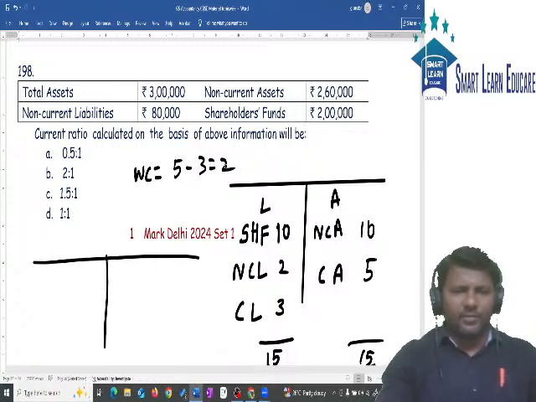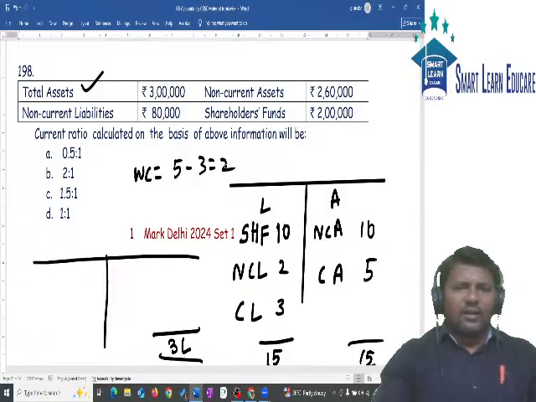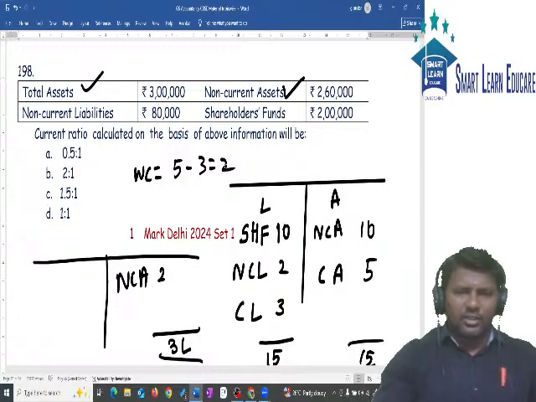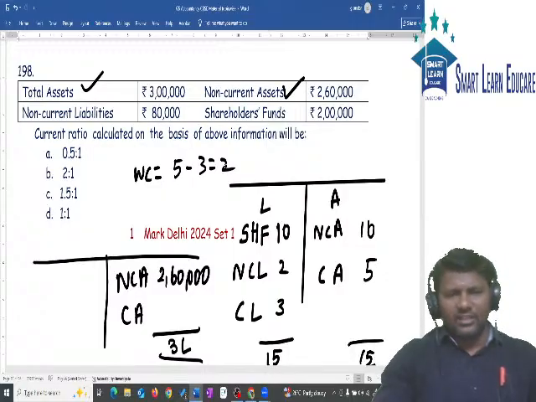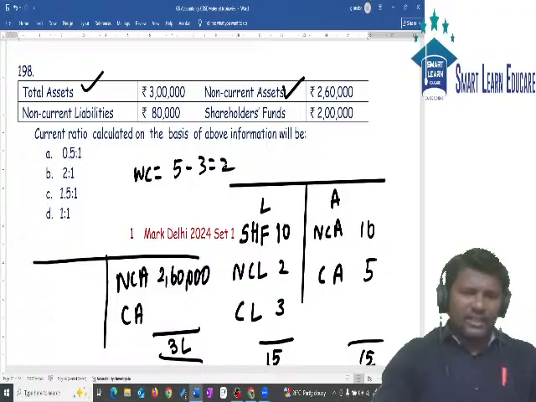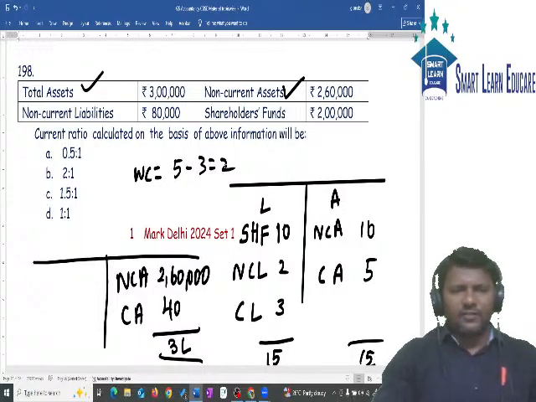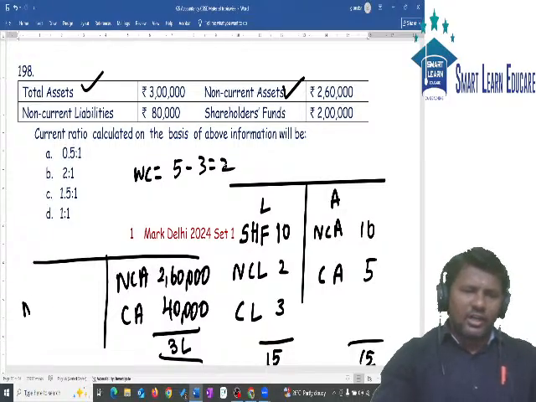The information given in the question: total asset is given. What is the total asset? 3 lakh. Second, non-current asset is given. Non-current asset is how much? 2 lakh 60. Correct? Now, tell me what is the current asset. Current asset can be arrived at as a balancing figure. Total asset is 3 lakh. Non-current asset is 2 lakh 60. Current asset will be 40,000.